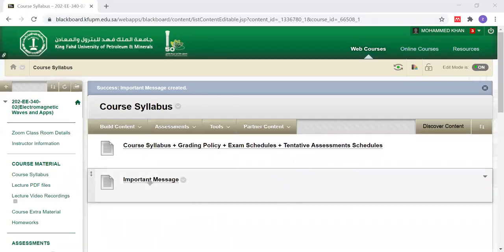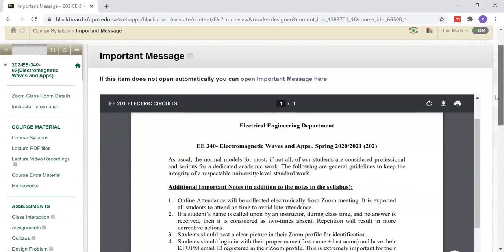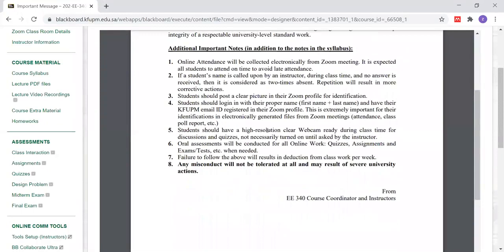Just before starting the class, a couple of announcements which I want to make, and I'm not going to repeat them again and again. So please take a note of that. The first thing is, as you can see, I have added one more file, which has some messages for you. And this is for all the sections. So please take a note of that.